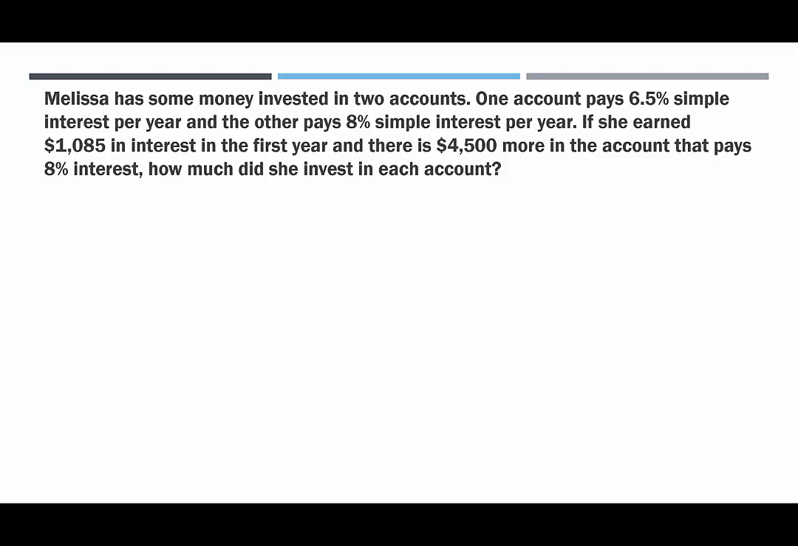First, let's start with just the first sentence. We know that there are two mystery accounts. So let's talk about those accounts. We have some money invested, so we're going to say amount invested in account 1 is going to be, we don't know, so we're going to call it X. And then the amount invested in account 2, we also don't know, and we know that it's not the same value, so we're going to call it Y.